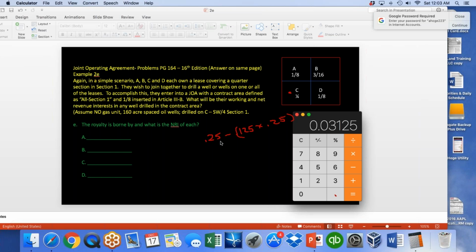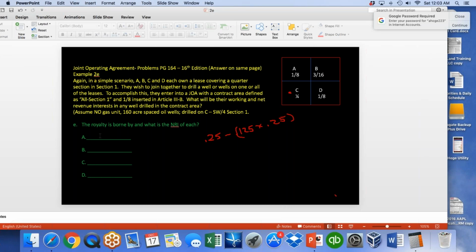Then we're going to take 0.25 minus this 0.03125, which equals 0.21875. So that's what we put in here, 0.21875. And this is the 0.03125.